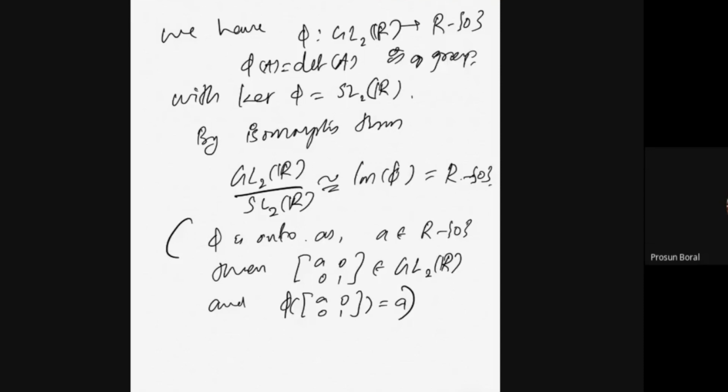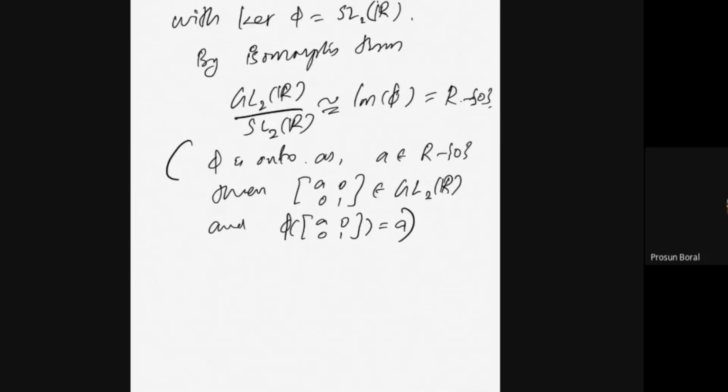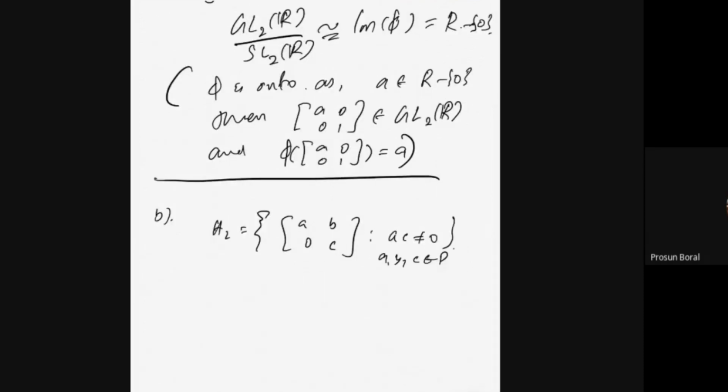Okay. So part A is done. Now part B. Part B is the set of all upper triangular matrices in GL2R. That is, H2 is the set of all matrices of the form A, B, 0, C with A times C not equal to 0, where A, B, C belong to R.